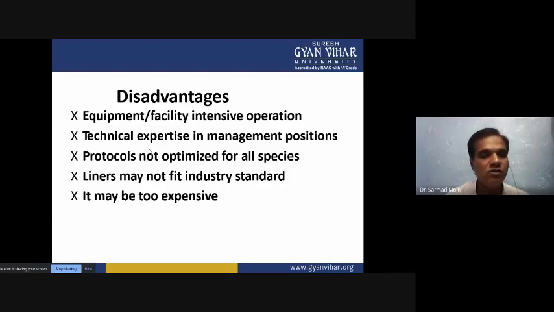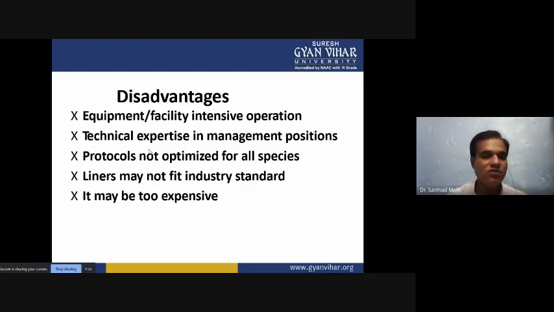Then, protocols not being optimized for all species is another problem, where many plant species will not respond when we have not standardized their hormonal or media conditions. So before doing micropropagation of any plant species, we have to optimize the protocol so that the plant material can respond very well to that particular condition. Then only will we get good results in a very fast manner. So it is a disadvantage when we don't have an optimized protocol for all the species.